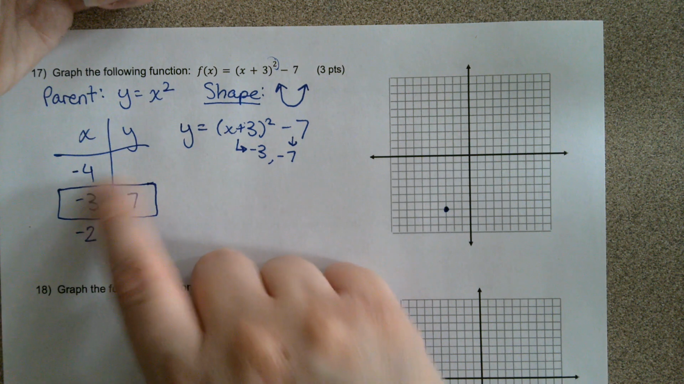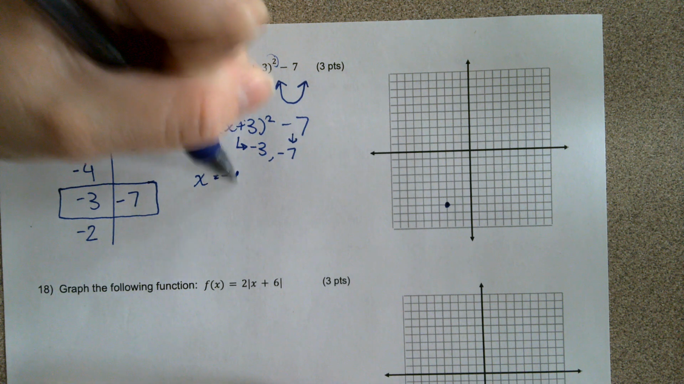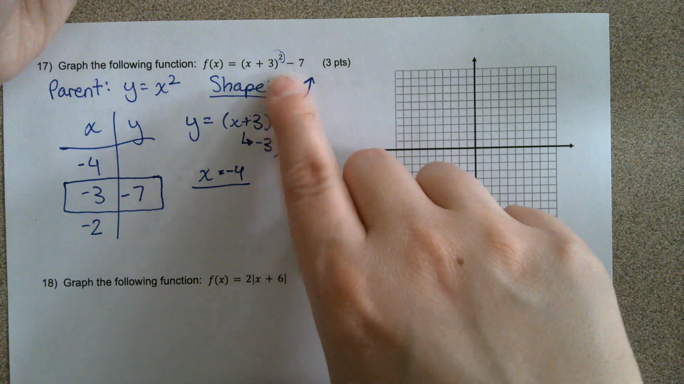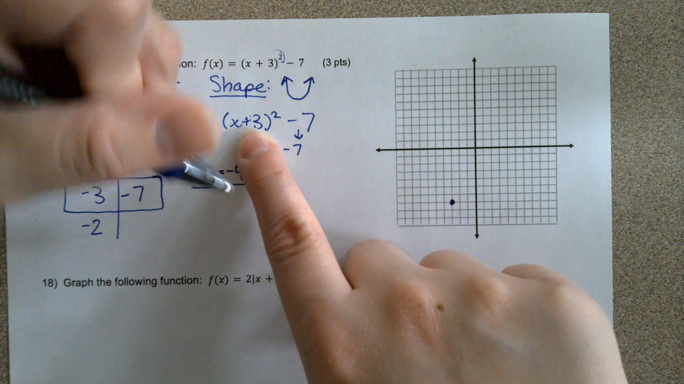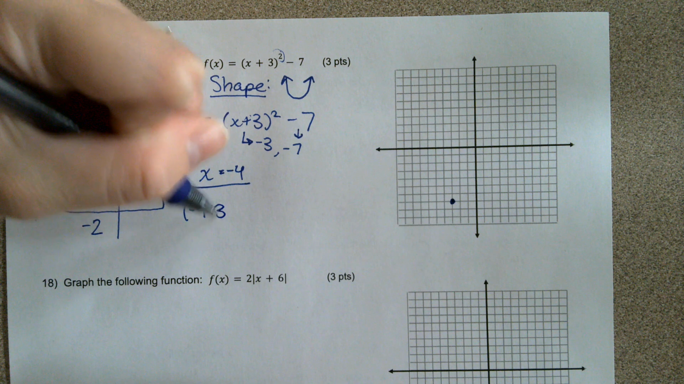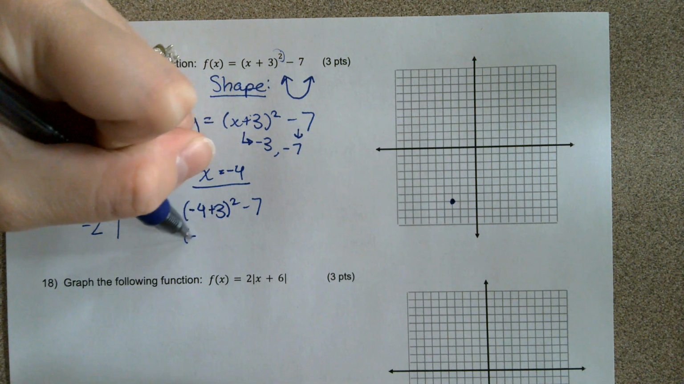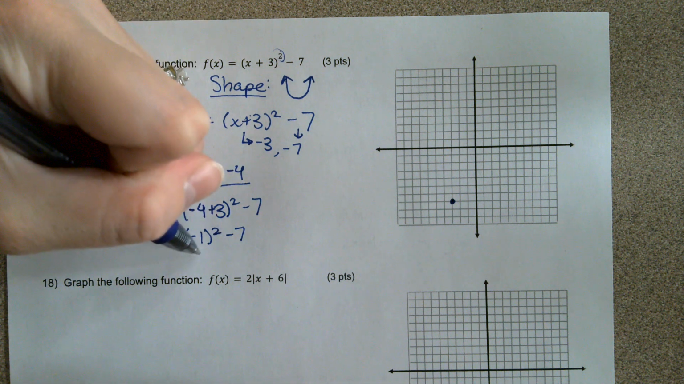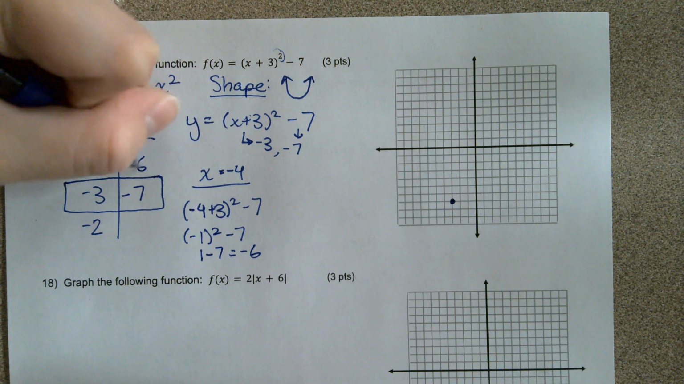So now I need to find these y values to complete my graph. Once you have an x, if you want to find y, all you do is plug it in. So x equals negative 4. Let's find y. Plug it into the original equation. Don't change anything about the actual equation. We're not changing this to a negative 3. So we have negative 4 plus 3, squared, minus 7. Negative 4 plus 3 is negative 1, squared, minus 7. Negative 1 squared is positive 1, minus 7 is negative 6.